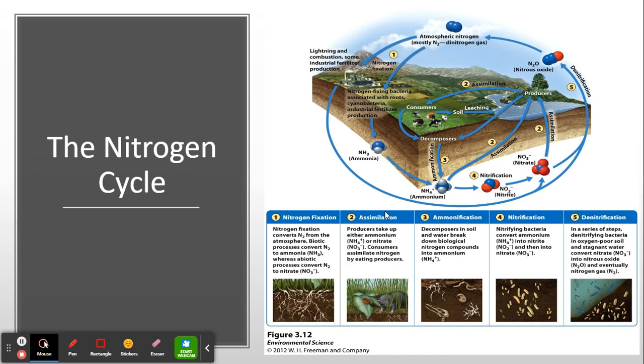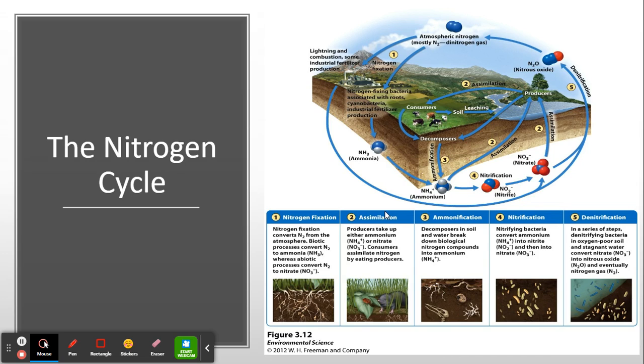And the reason why we need that nitrogen is, if you think back to bio, nitrogen is found in all of our proteins as well as our DNA. And so we do require nitrogen in order to survive. Now, what happens when those producers or consumers wind up dying? They're going to decompose in the soil through a process called ammonification.